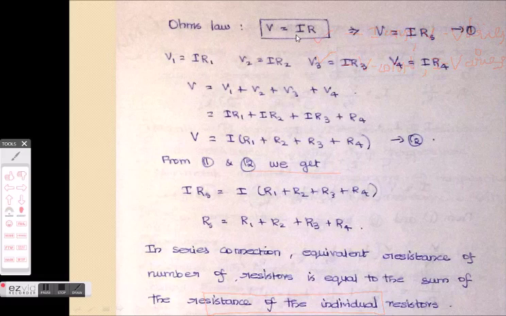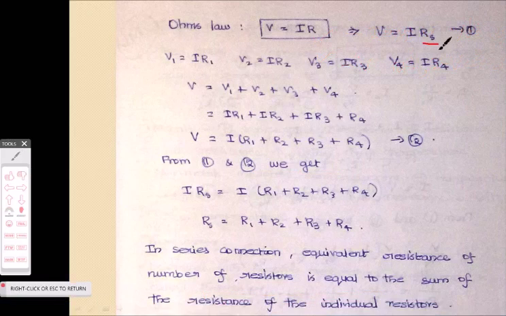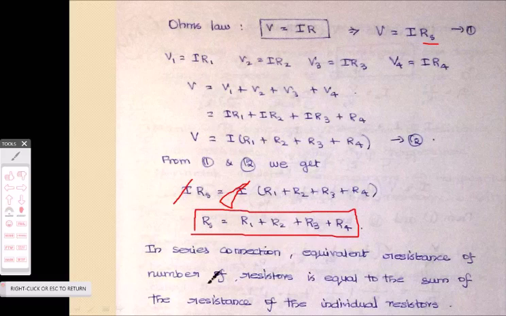Through Ohm's law, we know that V is equal to IR. So V is equal to I Rs, where Rs is the resistance in series. V1 is equal to IR1, V2 is equal to IR2, V3 is equal to IR3, V4 is equal to IR4. So V is equal to V1 plus V2 plus V3 plus V4, which is IR1 plus IR2 plus IR3 plus IR4. V is equal to I into (R1 plus R2 plus R3 plus R4). From equations 1 and 2, we know that I Rs is equal to I into (R1 plus R2 plus R3 plus R4). We have to cancel this I and this I. So Rs is equal to R1 plus R2 plus R3 plus R4. In series connection, the equivalent resistance is equal to the sum of the resistances of the individual resistors.